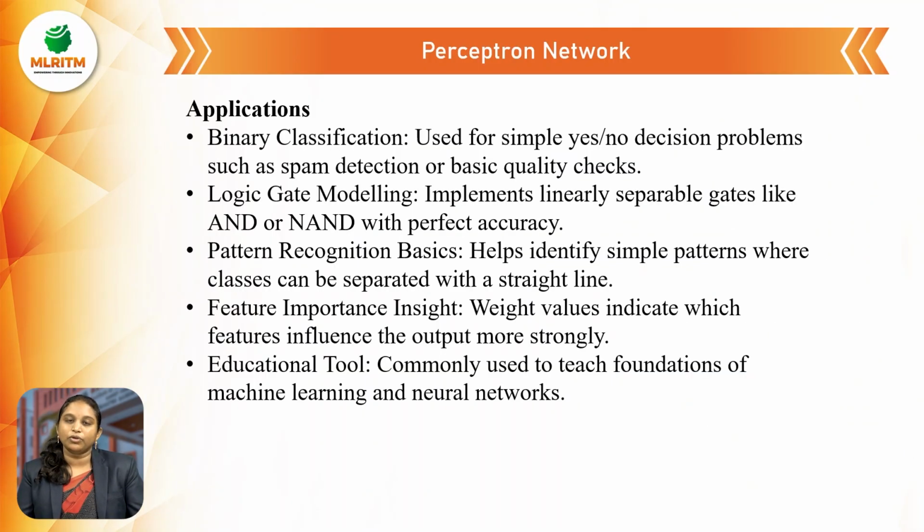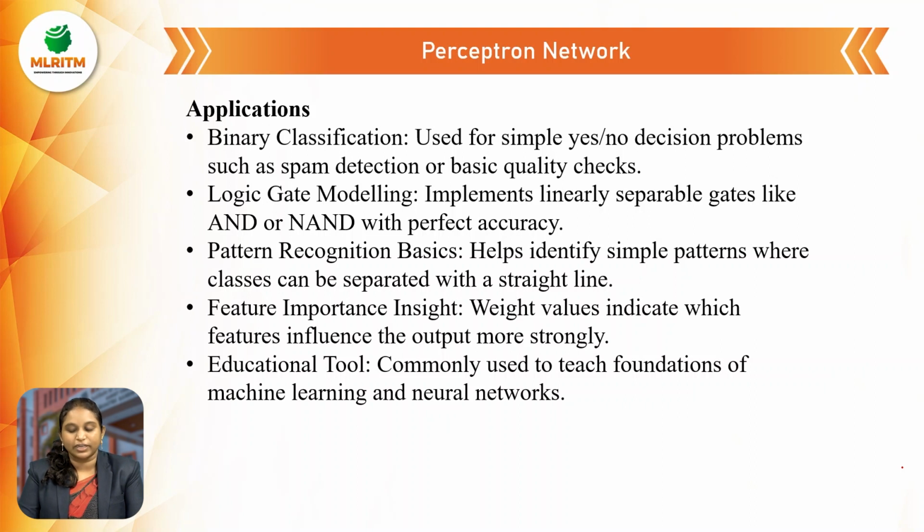So first of all, we need to know where it is going to be used, nothing but the application part in the real world. The perceptron is used in many ways. The first one is binary classification, where it gives a simple decision, yes or no, mostly used in spam detection or basic quality checks. The second one is logic gate modeling. Here it can implement linearly separable gates like AND, OR, and NAND with perfect accuracy.